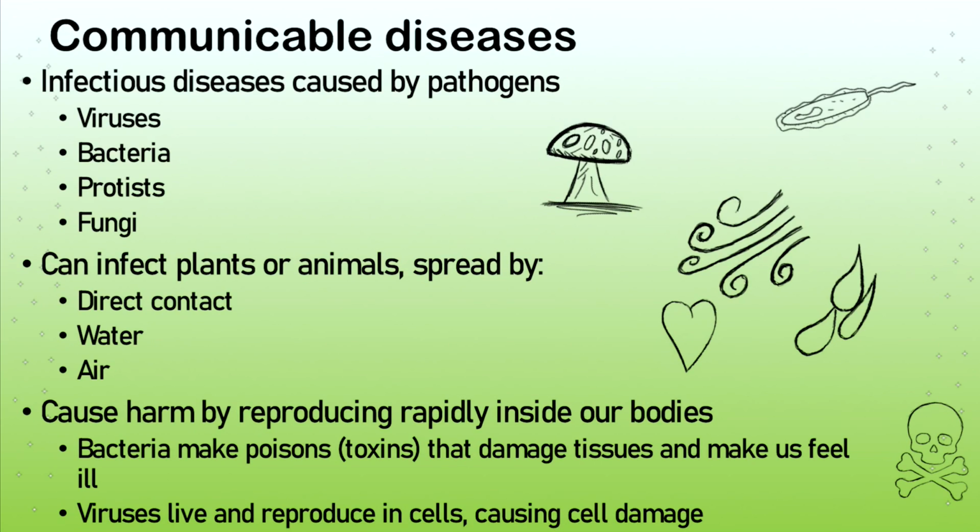And the reasons why these cause us harm, or why they make us feel ill, is because they usually infect our body. They get inside our blood or our tissue fluid, and they start reproducing rapidly. And as a result of that, bacteria will make toxins or poisons that damage tissues and make us feel ill, whereas viruses will live and reproduce in our cells. They use our cells for their own benefit. They use our cells' DNA and ribosomes to make their own proteins, and they will make so many copies in the cells until the cells actually burst, which causes our cells to eventually die and the viruses to replicate.